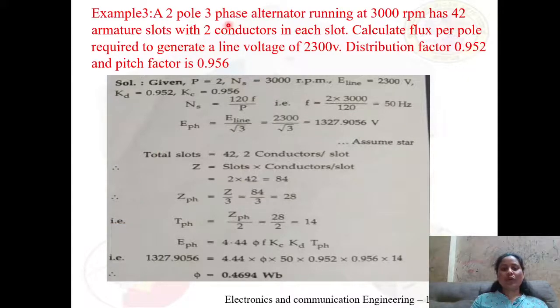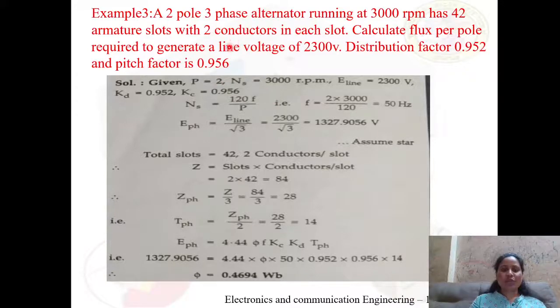A 2-pole 3-phase alternator running at 3000 RPM has 42 slots and 2 conductors in each slot. Calculate the flux per pole which is required to generate the line voltage of 2300 volts, with distribution factor 0.952 and pitch factor 0.956. Pitch factor is KC, distribution factor is KD.